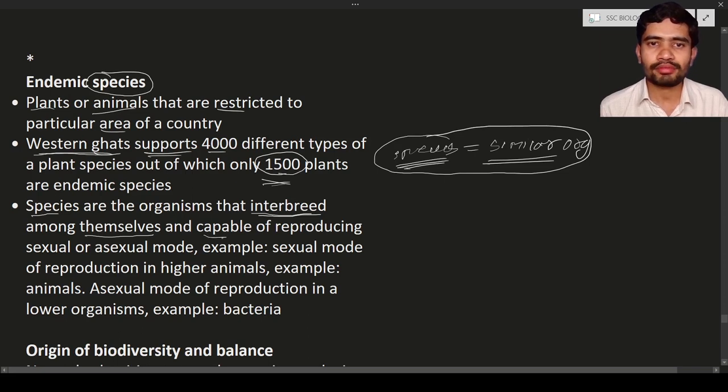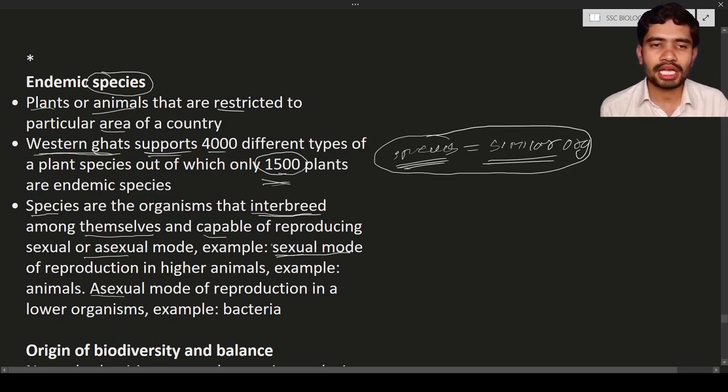They are capable of reproducing by sexual or asexual mode. What is meant by mode of reproduction? It means which type of reproduction it is, whether sexual or asexual. The sexual mode of reproduction is seen in higher animals like dogs, buffaloes, human beings, cows, sheep, etc. In lower organisms like bacteria, fungi, yeast, etc., which are unicellular, reproduction is asexual.